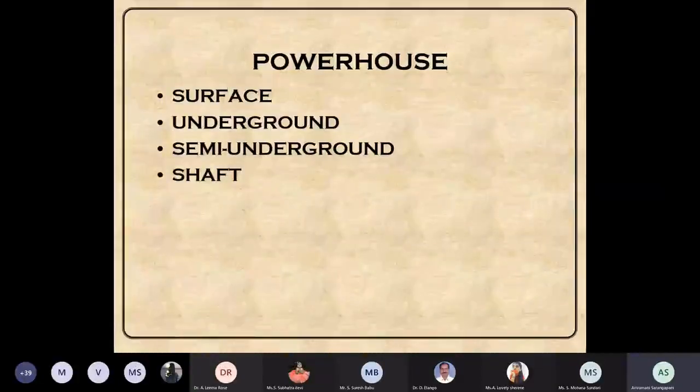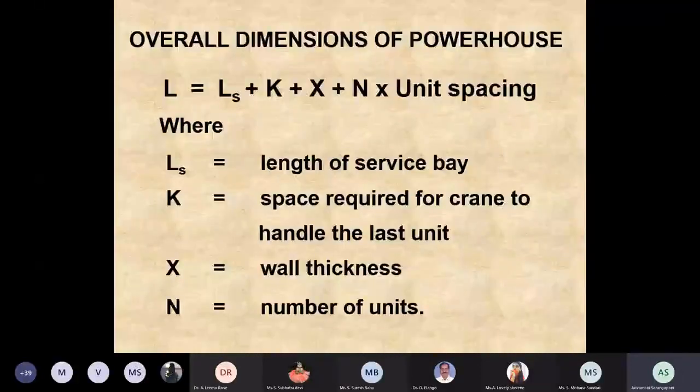Service bay is nothing but the area where we will unload our turbines and other machines, and where we will repair or service our machines. That space is called service bay.